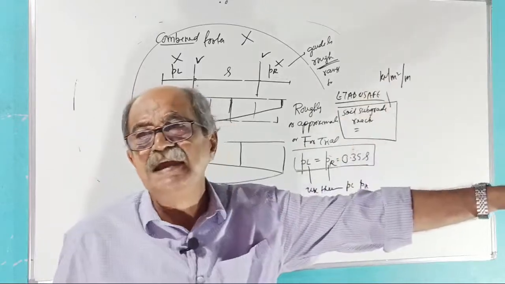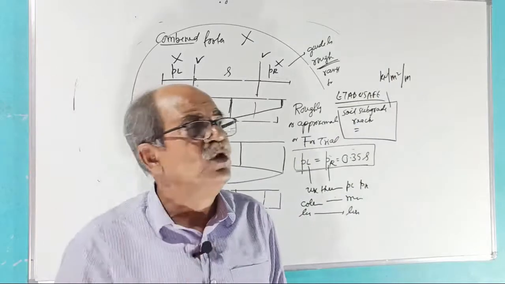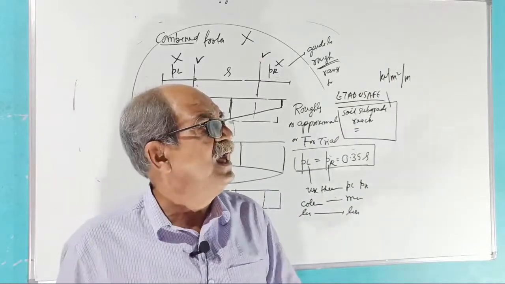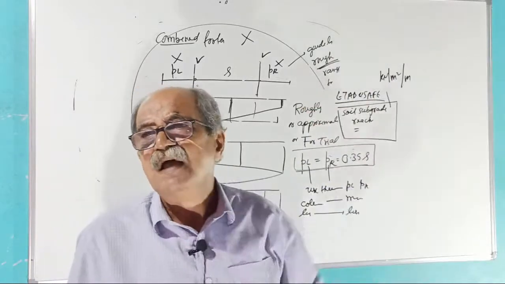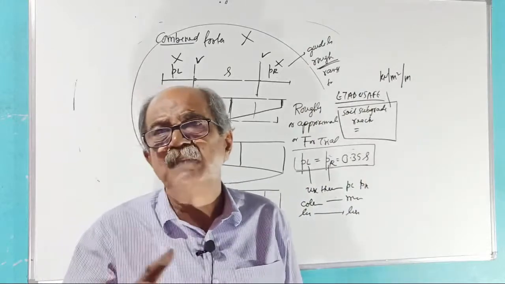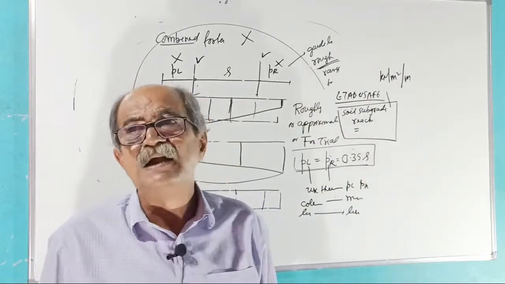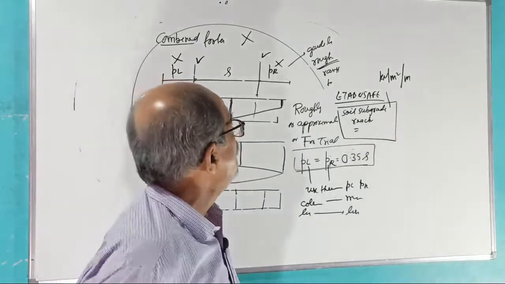What you get by ETAB and SAFE is the correct value by finite element method. Therefore, you can depend on it, and there it will tell you pressure by contours. By color it will tell you. Directly, if you see, it will tell you maximum pressure.